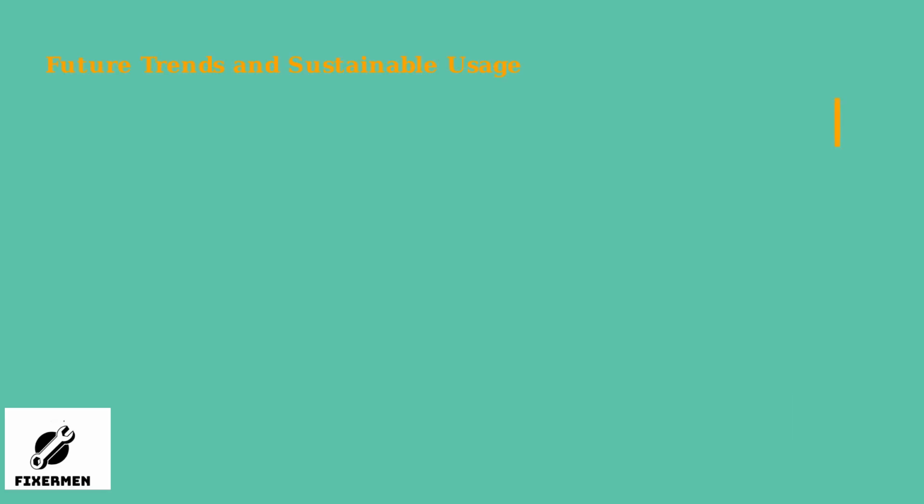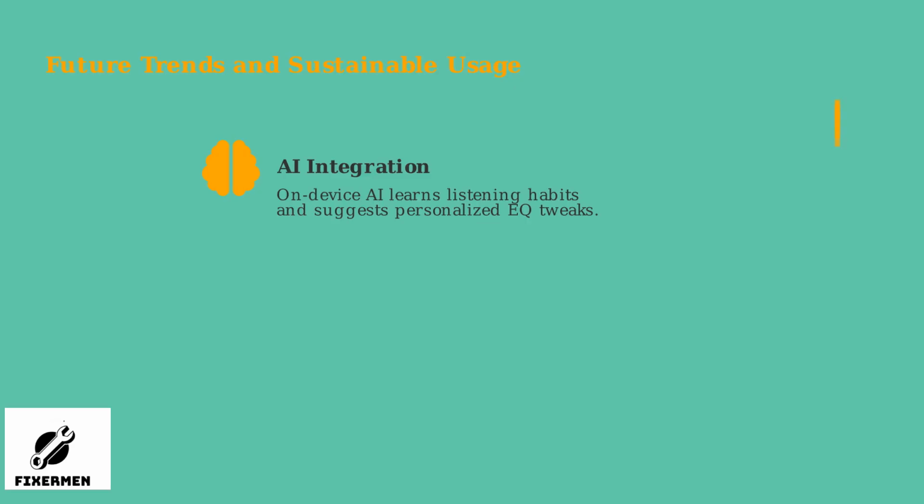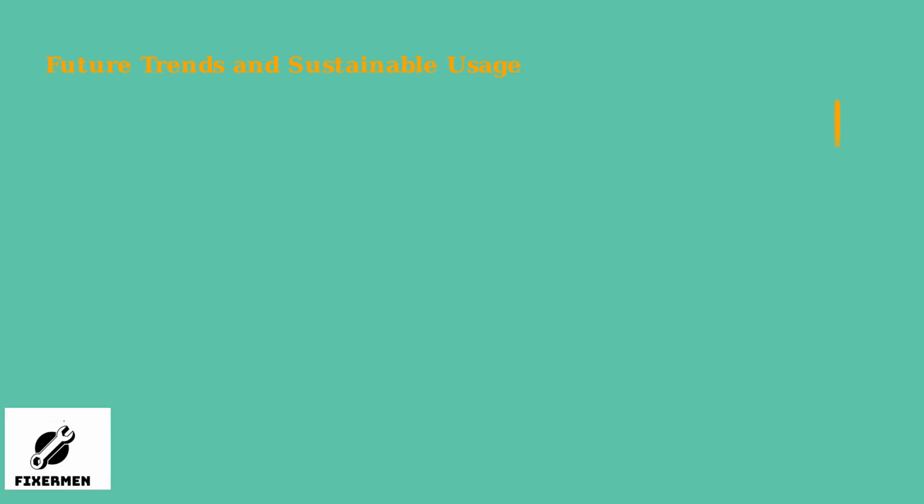Looking ahead, future trends in Galaxy Buds focus on advanced AI and sustainability. Expect deeper AI integration, where on-device machine learning analyzes your listening patterns to automatically suggest personalized equalizer adjustments and optimize audio settings. Sustainability is becoming a key priority, with newer Buds models incorporating recycled materials in their construction. The Galaxy Wearable app includes features that encourage eco-friendly usage, such as alerts to reduce battery waste.